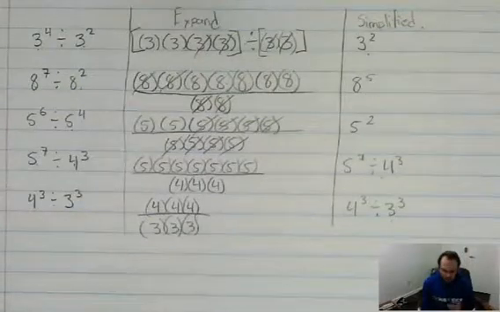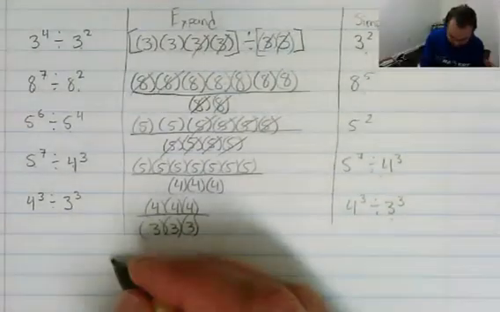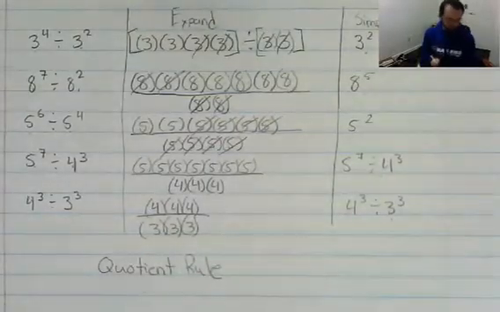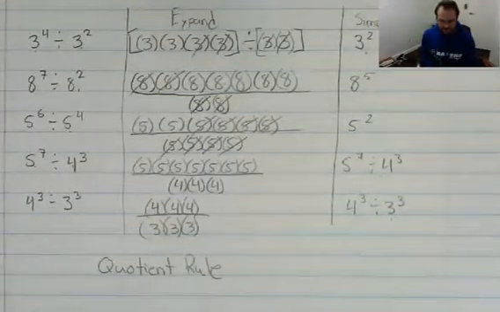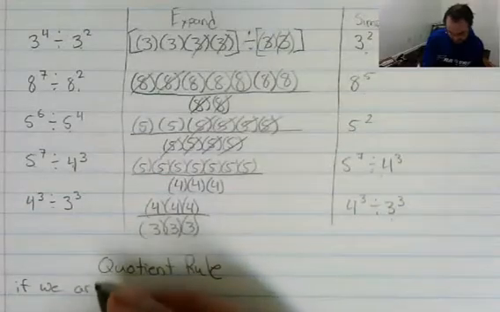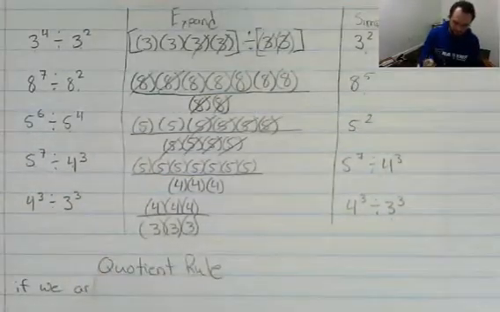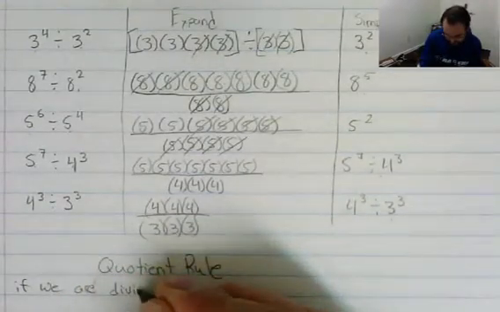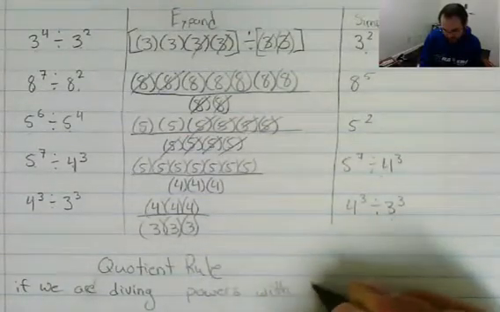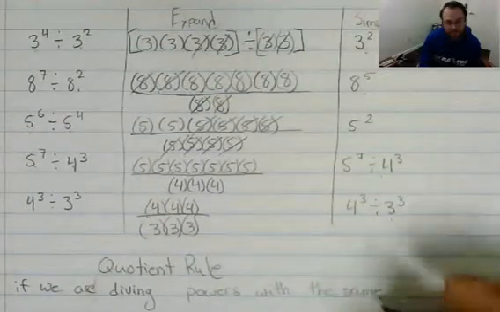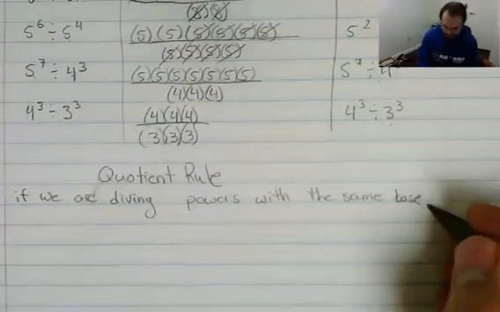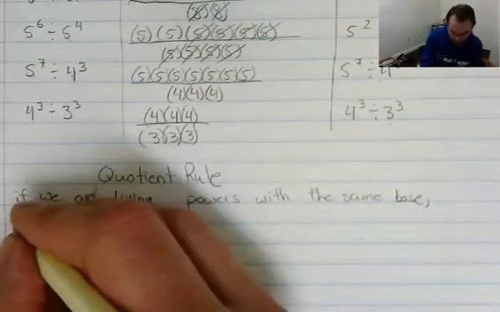So what is happening here? Well, this is what's happening. This is called our quotient rule. Okay? So, if we are dividing powers with the same base, we subtract the exponents.